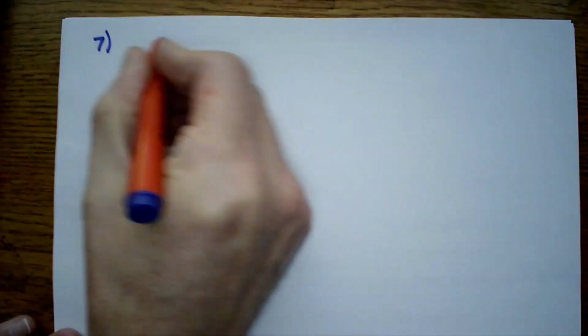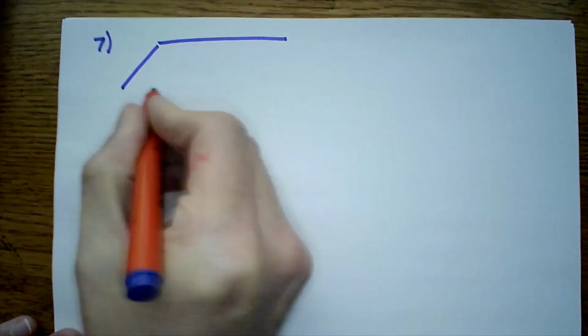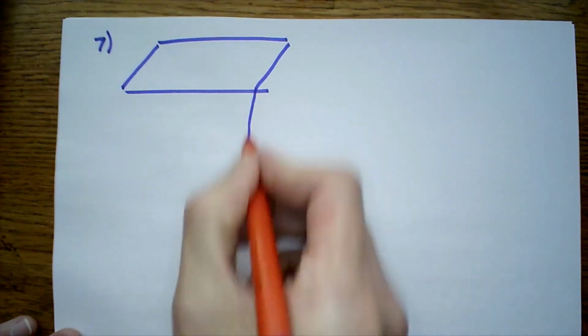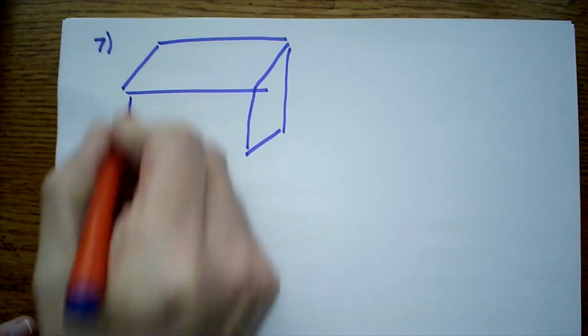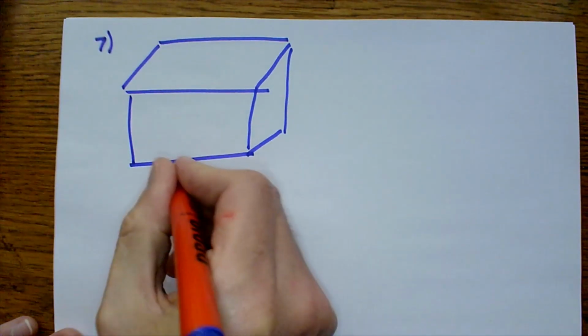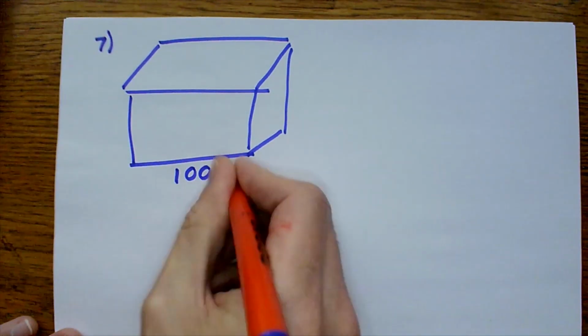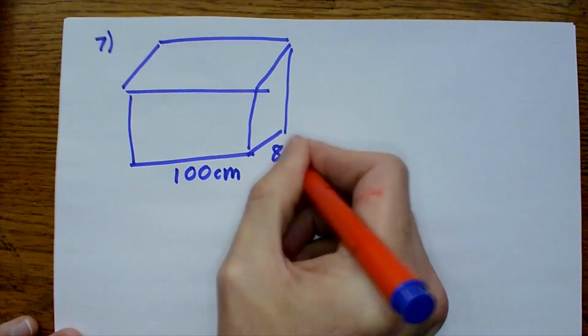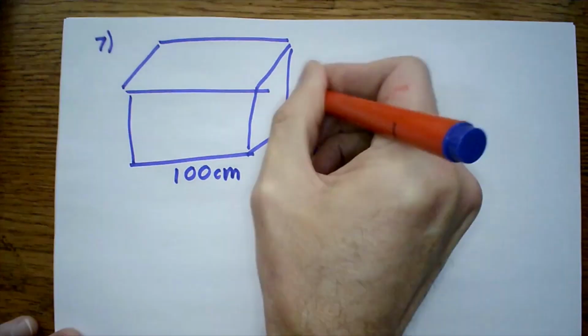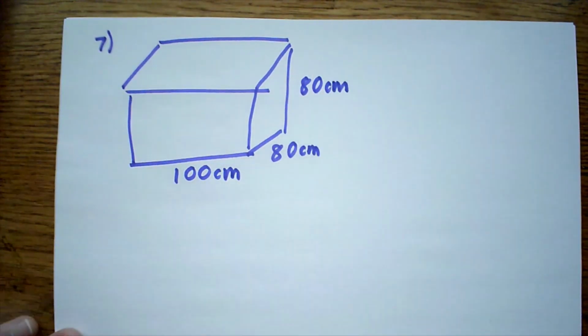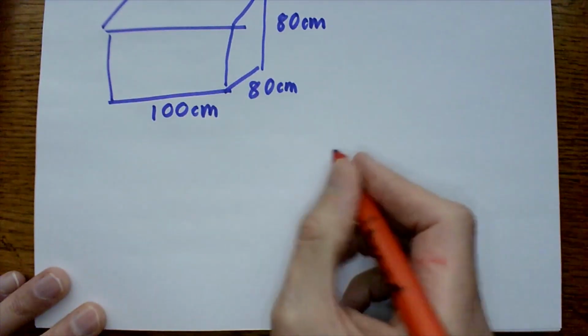Okay, let's call this problem number 7. And the context we're going to think about is a dairy. And in the dairy there is a big tank of milk. Here it is. And it is 100 centimeters long, it's 80 centimeters wide and 80 centimeters high. And that tank is full of milk. And we're going to use that to fill a carton.